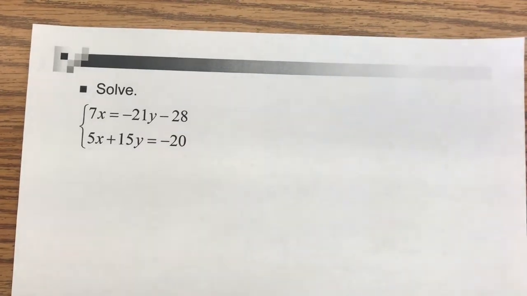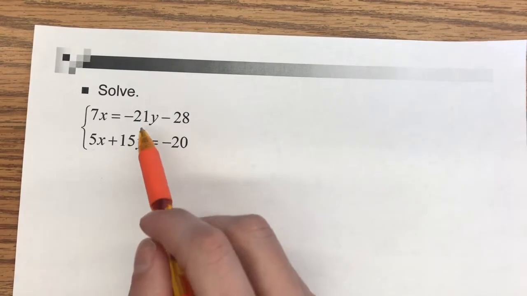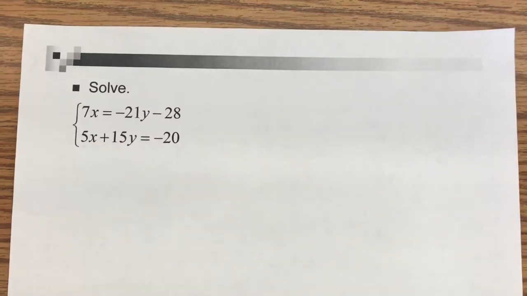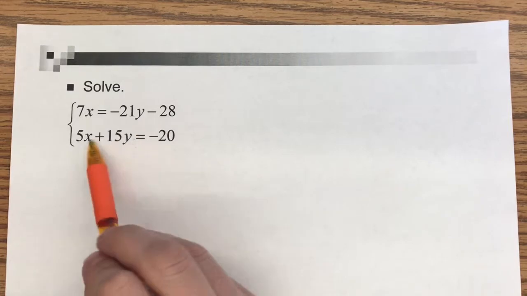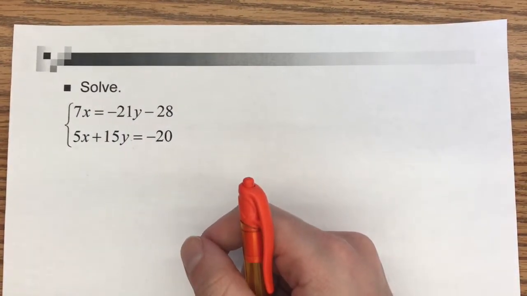7x equals negative 21y minus 28, 5x plus 15y equals negative 20. So I have to decide, do I want to graph? Well, I don't want to graph that. Y is not even close to being by itself for either of them, so that's out of the question.